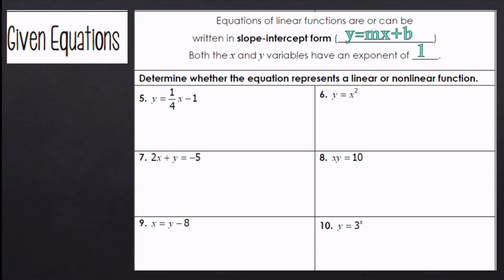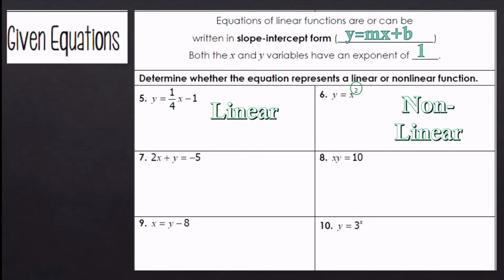So let's go look at number 5, I'm sorry. So first of all, is y by itself? That answer is yes, okay? And is it in mx plus b form? It is, so this one's linear. Now if I go to number 6, yes, y is by itself, but if I look at x, it has an exponent of 2, meaning, okay, it is nonlinear. That exponent of 2 means it's nonlinear.